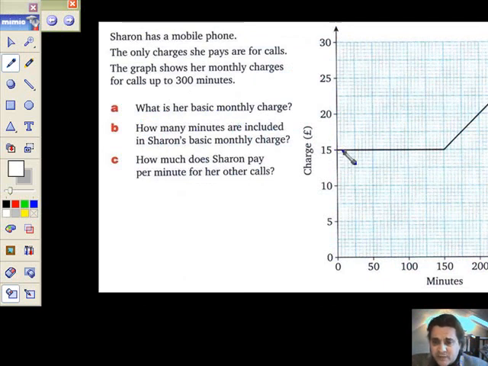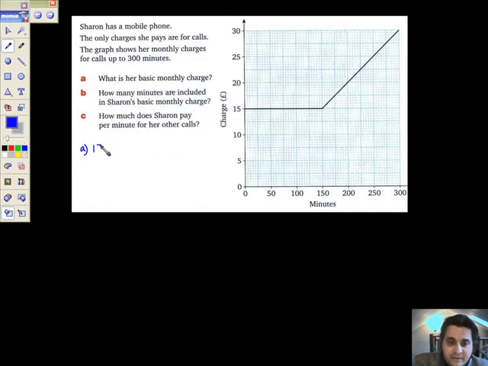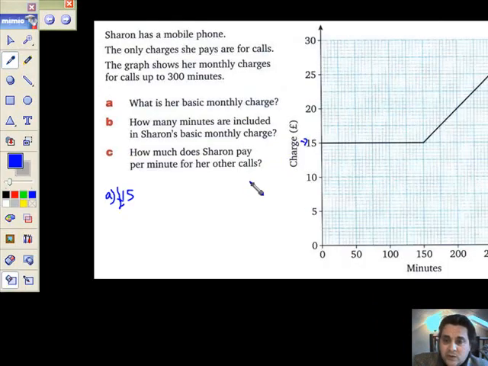As you can see, the basic monthly charge has got to be £15, and she has to pay that £15 flat rate for the first 150 minutes. So what is her basic monthly charge? If I write it here in blue, I've got here £15, and I showed you where that was, right there on the axis where the charge is expressed.